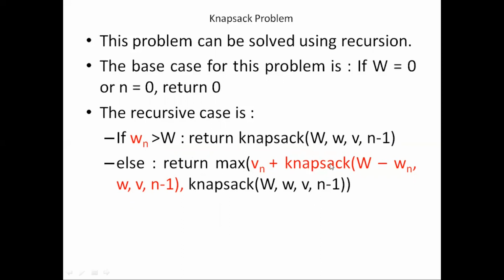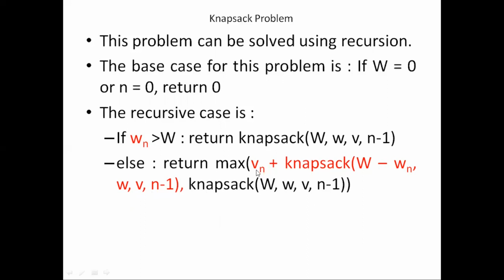That is depending on the value it is providing me. My target is to get the maximum value. So in the else case, I am telling that return max of V of n plus Knapsack of capital W minus Wn, comma, W, V, n minus 1. This is the case when we choose the particular item. Comma, this is the case when we don't choose the item. In these two cases, whichever returns the maximum will be selected in the else.